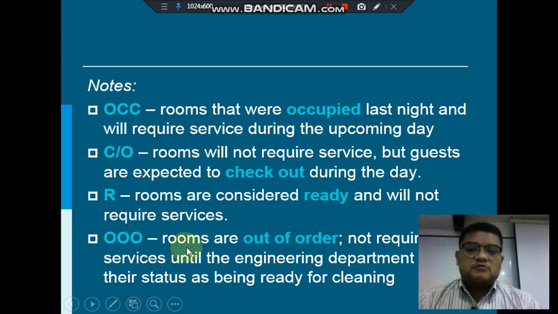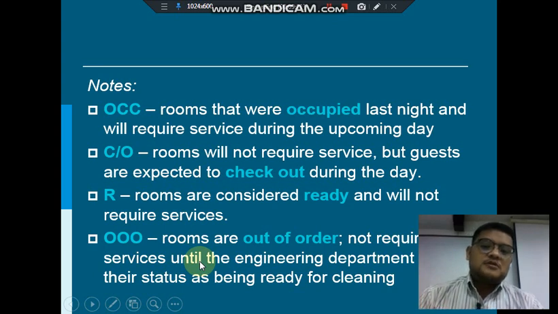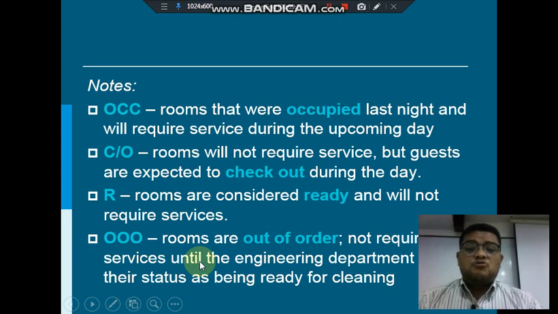This type of room is an out of order room, which does not require services until the engineering department reports its status as being ready for cleaning. Guys, OOO means the room is not for sales because there are some defects or problems. For example, maybe the aircon is not cool, or maybe the pipe is leaking, so you will not sell the room.